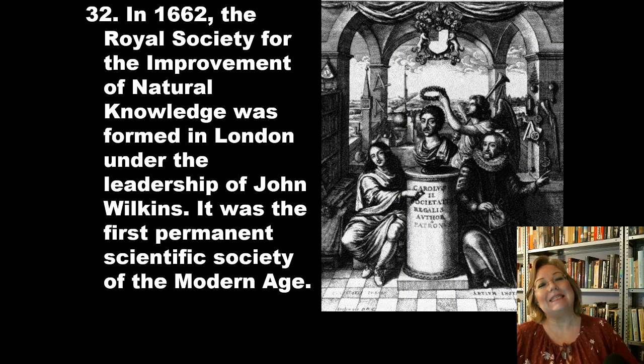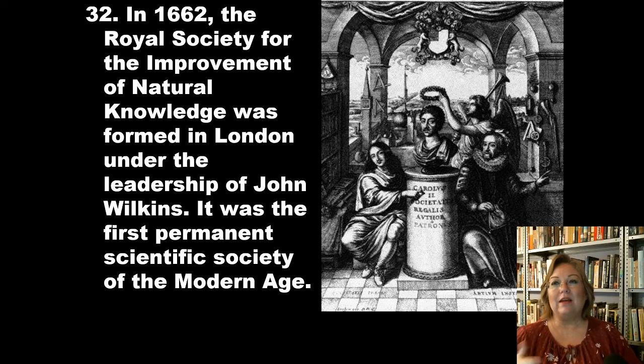Okay, 1662. That society that got together and did experiments ended up evolving into the Royal Society for Improvement of Natural Knowledge, and that was formed in London under the leadership of John Wilkins. And this became the first permanent scientific society of the modern age.